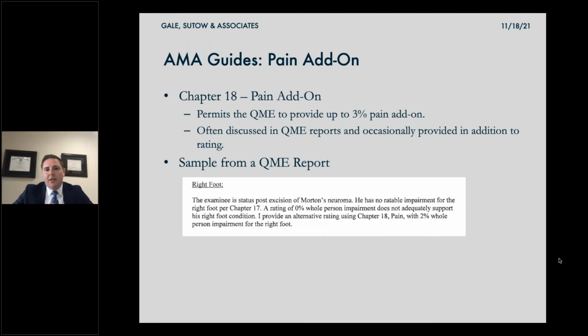So another thing that I see come up a lot are these pain add-ons. I see it a lot on meniscus injuries. You get a meniscus case in, and the doctor says, oh, I can't find anything wrong. I can't really even find a meniscus tear, but this person has pain. They're not rateable, so I'm going to give them 3% for impairment. Or in this case, and this is an exact example from a QME report, I'm going to give them 2% for the right foot. And normally you might think, hey, that's just 2%. What is the big deal?